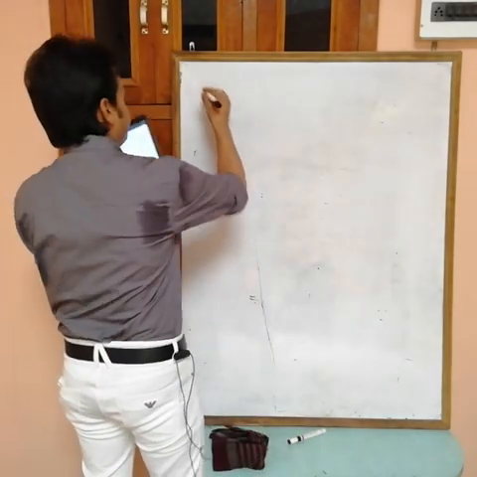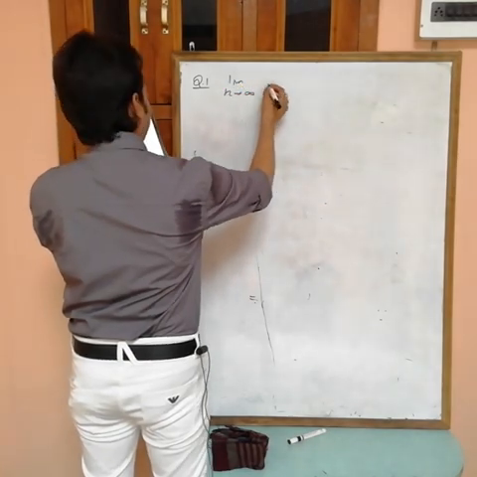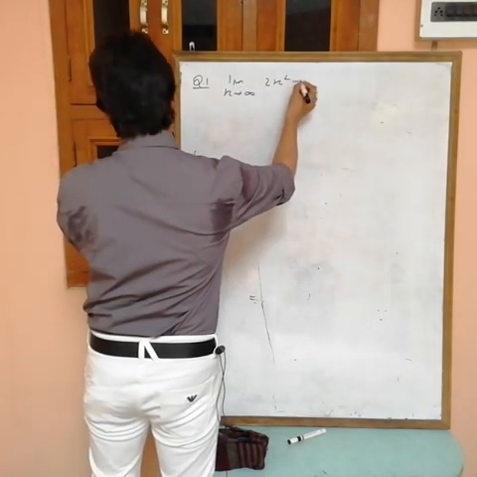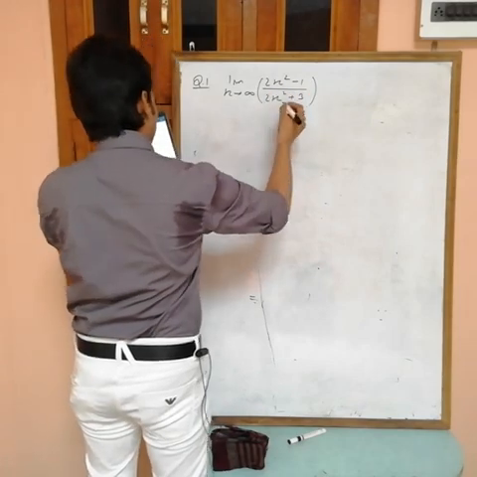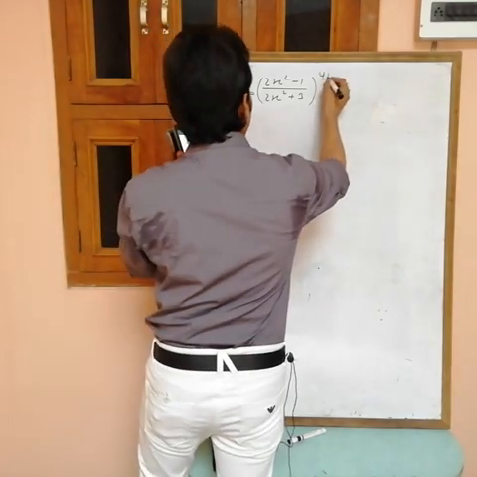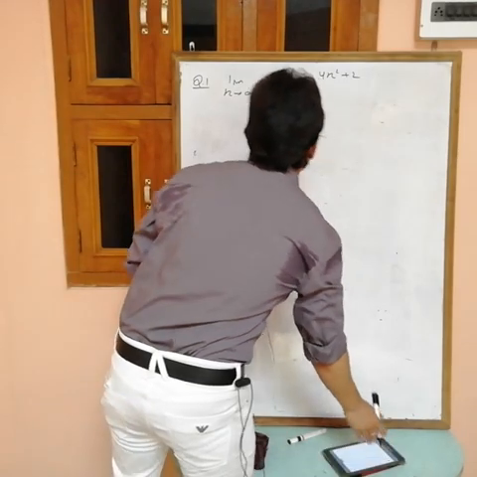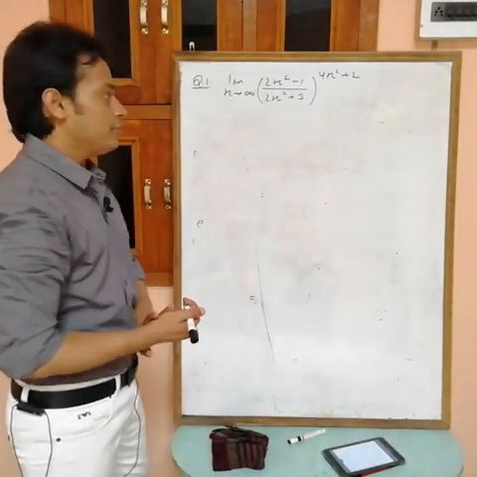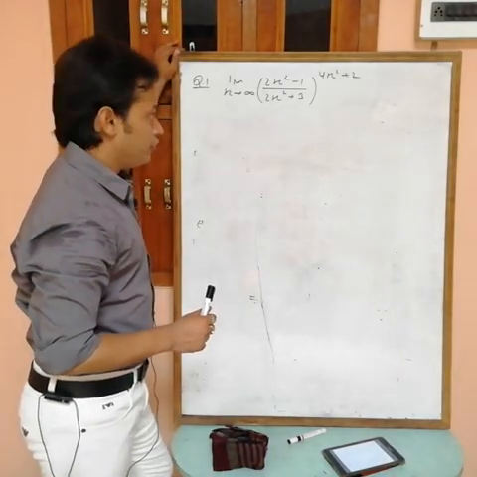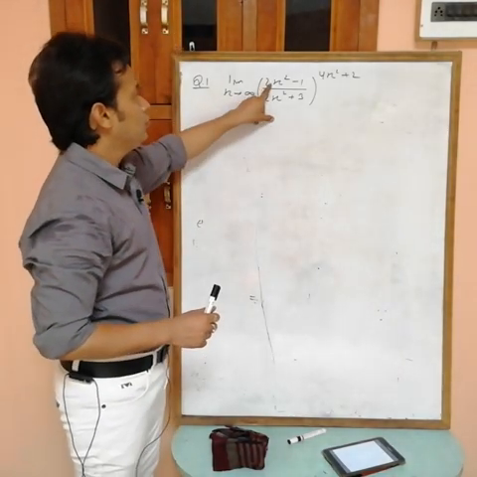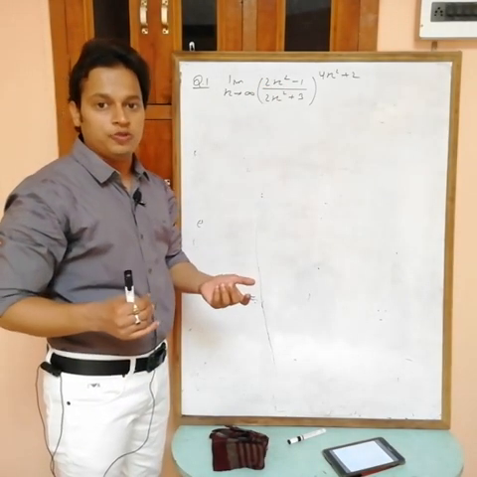Okay, write a question. Limit x tending to infinity of ((2x² − 1)/(2x² + 3))^(4x² + 2). Now we want the value of the limit of this function. If you put x equals infinity, what are we getting? Infinity by infinity, but we can solve infinity by infinity.